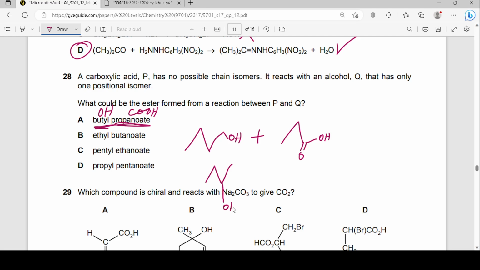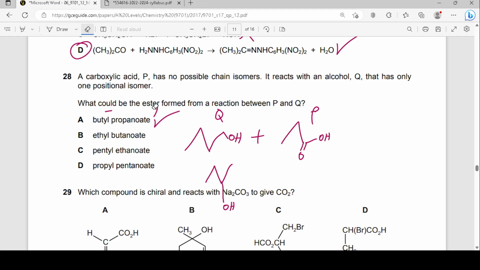Yes, it would have butanol. This is butanol, and the positional isomer possible is butan-2-ol, right? So yeah, that does seem to be right because there's only one positional isomer of this alcohol Q, and P has no possible chain isomers, which is propanoic acid. So A seems to be right.